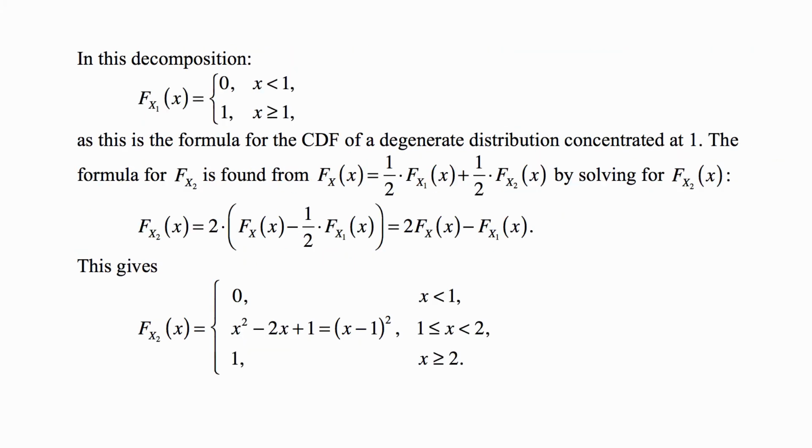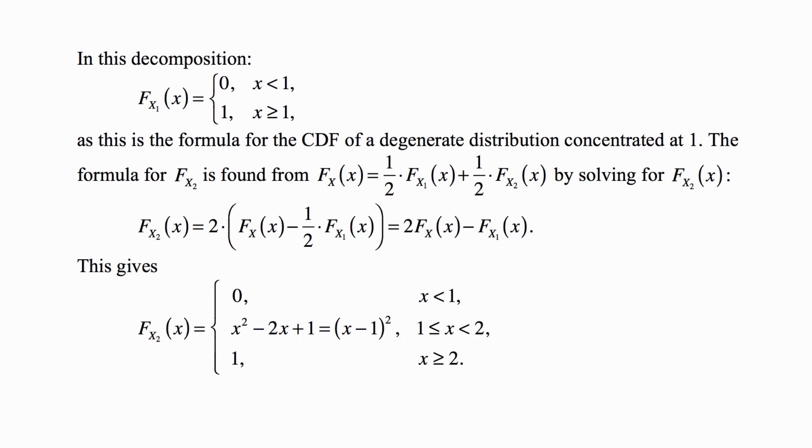Well, in this decomposition, the first CDF, F sub X1 of x, is 0 for x less than 1 and 1 for x greater than or equal to 1, because we know that that's where the jump is. So this is the formula for the CDF of a degenerate distribution concentrated at 1.